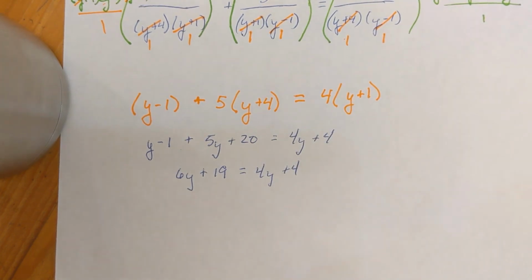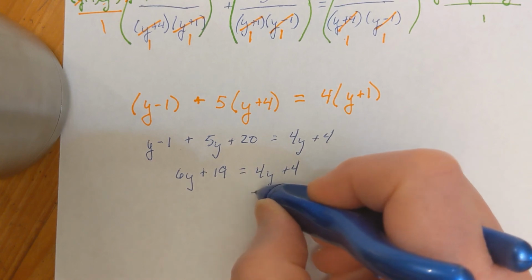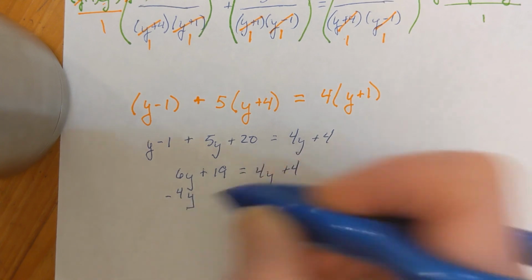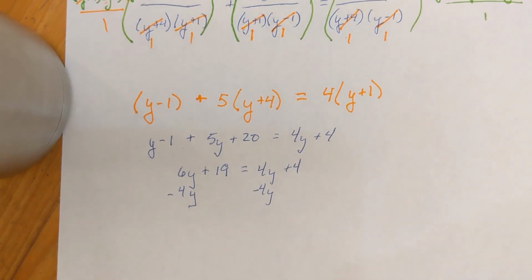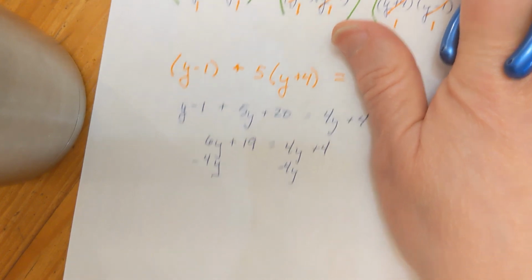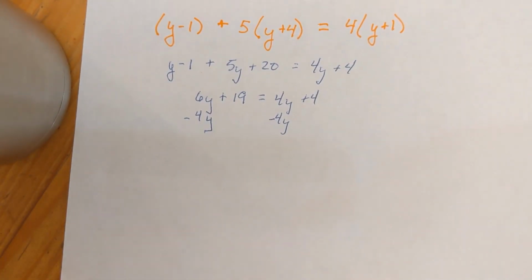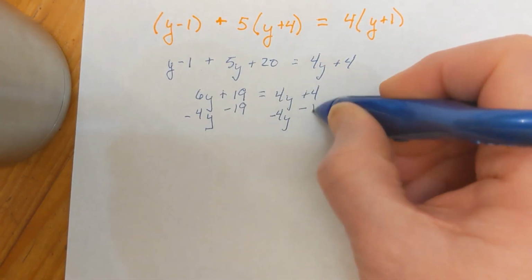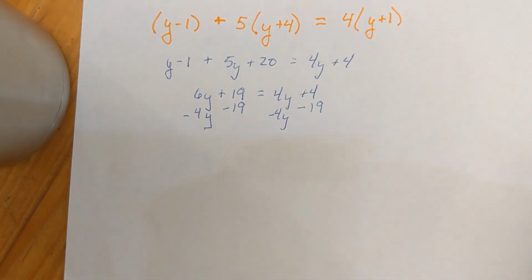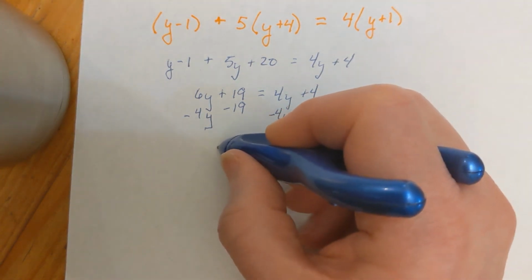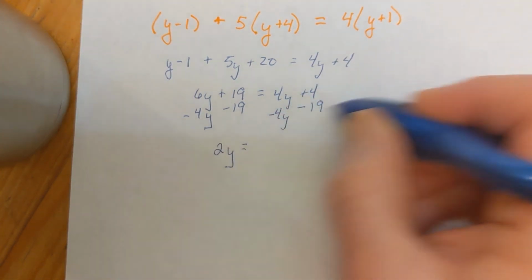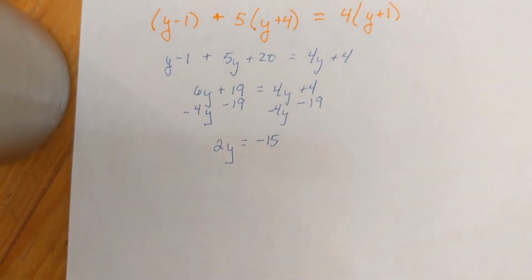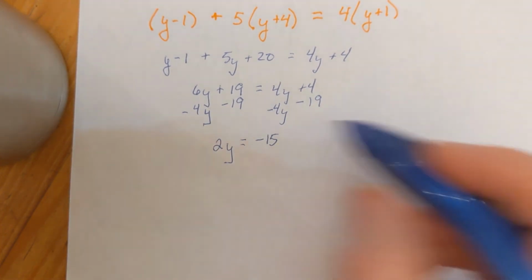I'm going to have all the y's on one side, so I'm going to subtract 4y from both sides. I could move things the other way and subtract 6y from both sides, but that's going to give me a negative, and I just prefer working with positives. I am, however, going to subtract 19 from both sides, so my y's are all on one side and my constants are all on the other side. That gives me 2y equals negative 15. I want y by itself because it said solve for y.